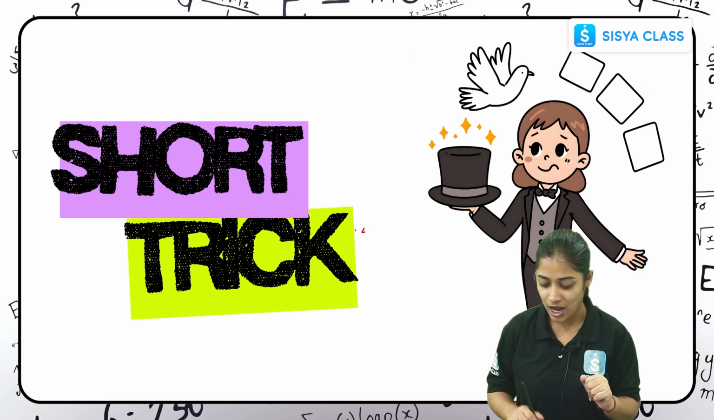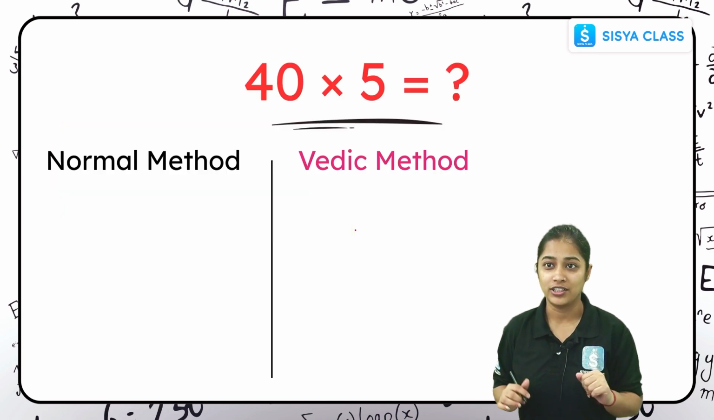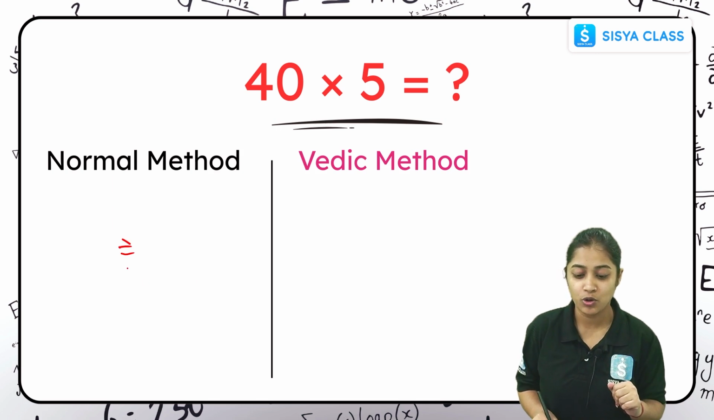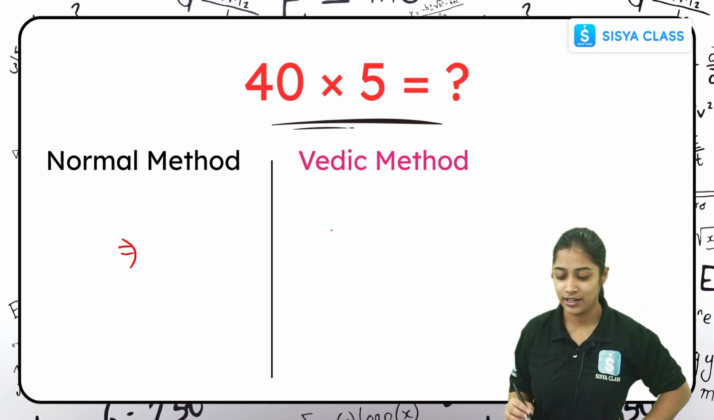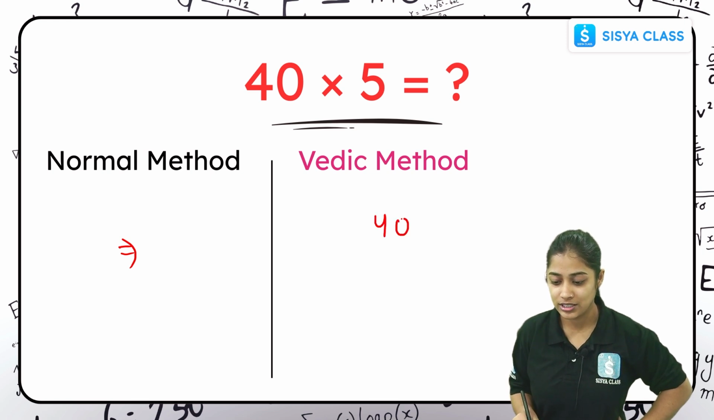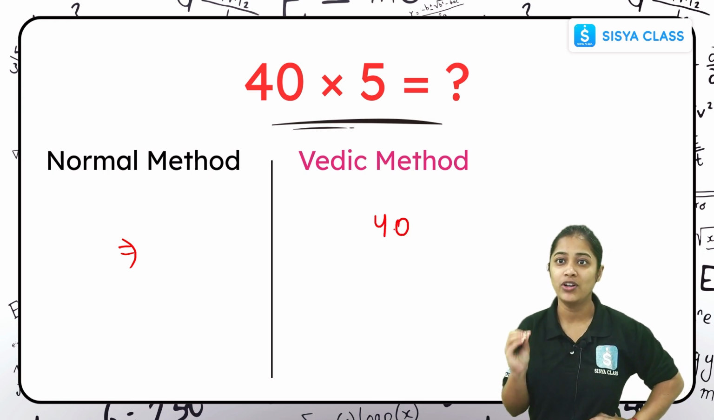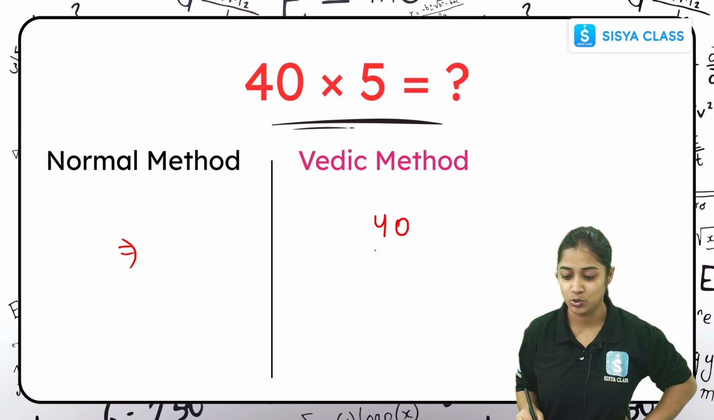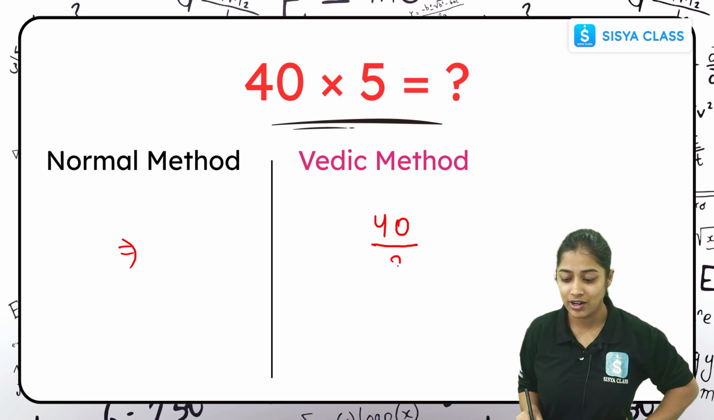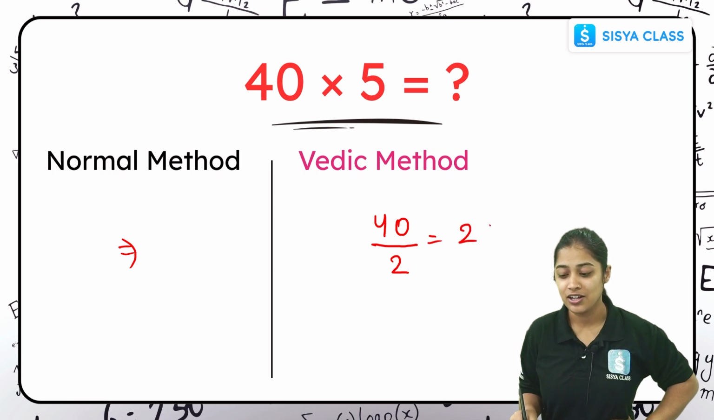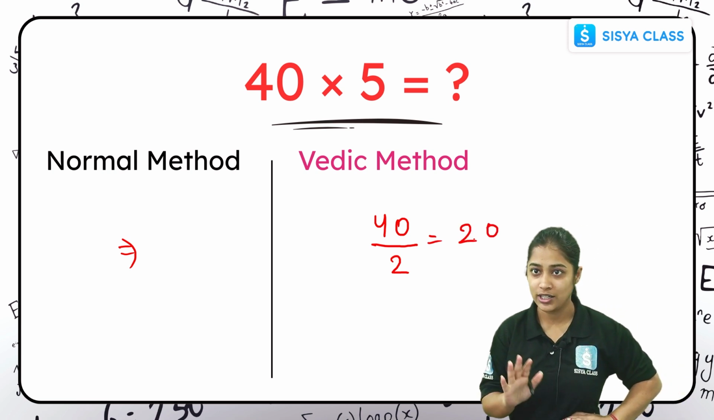So suppose you have this number 40, right? You have 40 and you want to multiply 40 with 5. What is the easiest way to multiply here? What is your first step? Your first step is you will divide your number by 2, okay? So basically you will do half of your number. What is 40 divided by 2? It is 20, right? So 20 is your answer in your first step.